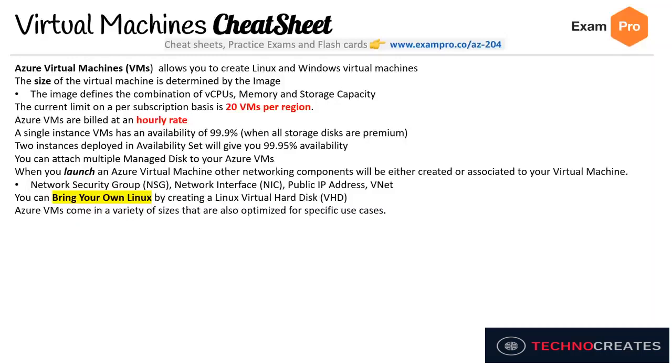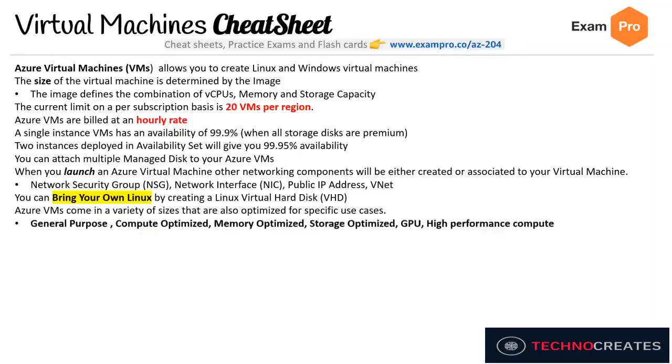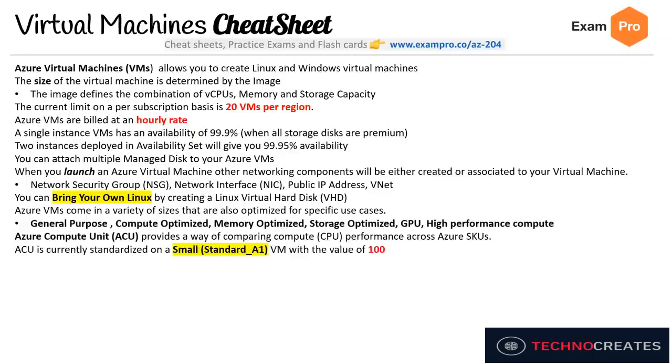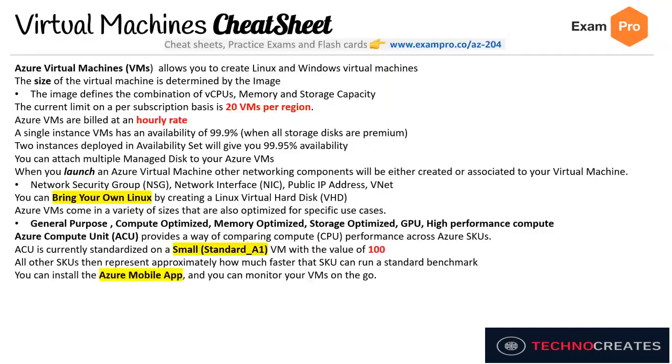Azure VMs come with a variety of sizes that are also optimized for specific use cases, and there's a lot of different ones here. So it's not super important, but you should know the broad categories here. Azure Compute Unit, ACU, provides a way of comparing CPU performance across Azure SKUs, and the one they're all benchmarked against is Standard A1. All other SKUs then represent approximately how much faster the SKU can run on the standard benchmark. You can install the Azure mobile app so you can monitor your VMs on the go.